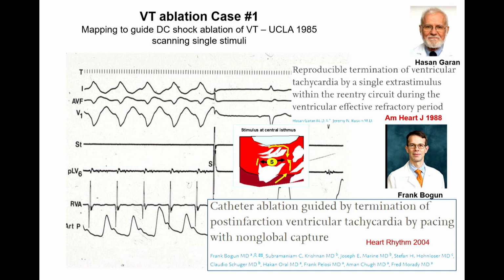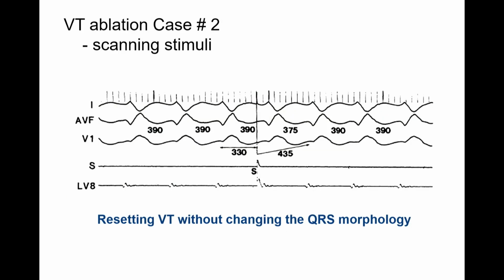We now recognize, of course, that this is not extending refractoriness. It's really that you're capturing and inducing a wavefront that propagates out towards the exit of the circuit, but blocks before it gets there. And then in the antidromic direction, it collides with returning waves. Hassan Garan in an animal model and Frank Bogan have shown that this usually indicates that you're in the reentry circuit isthmus. So in our second VT ablation patient, we did the same thing, and we saw nothing.